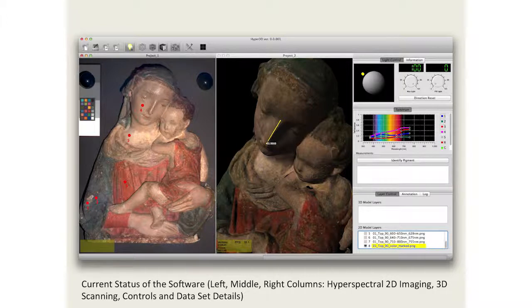Additionally, we have tools built in here that allow you to read some of the numeric information coming off there, so you can start to get some beginning ideas of pigment analysis.